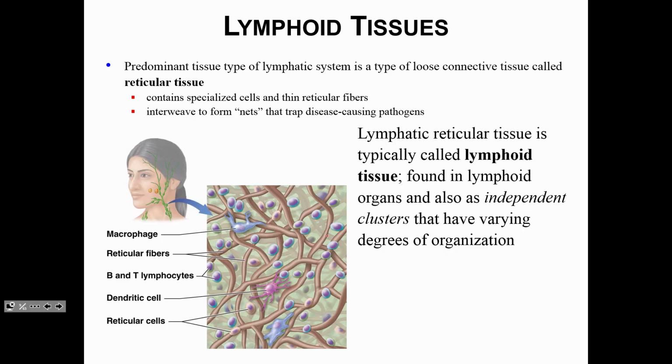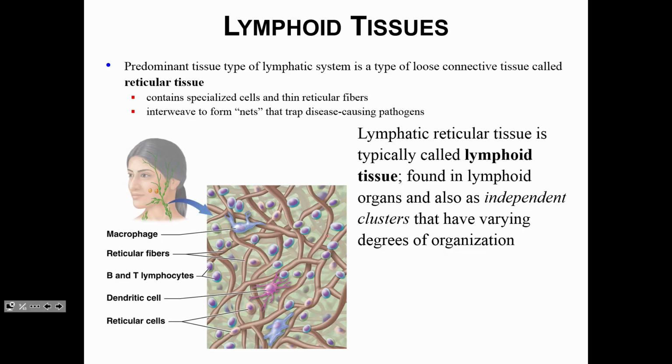Okay guys, this is lecture video B, so we're going to pick up right where we left off with A, the lymphoid tissues. The predominant type of tissue in these lymphatic tissues is going to be reticular, and remember, that's a loose connective tissue. Hopefully this image is familiar to you, but they're specialized cells with very thin reticular fibers. They form the net or the webs that trap pathogens.